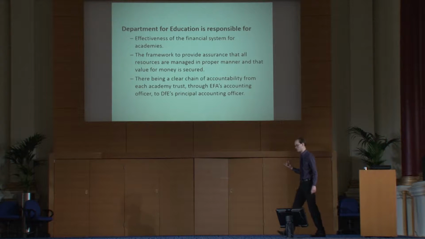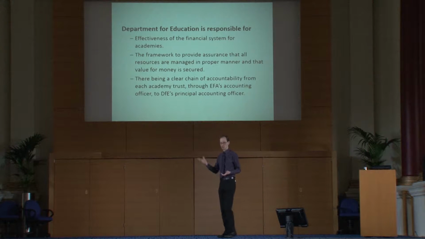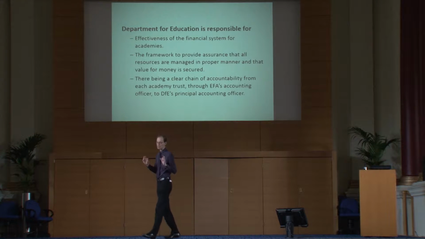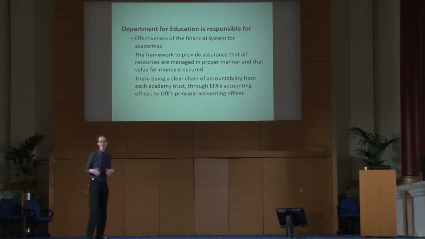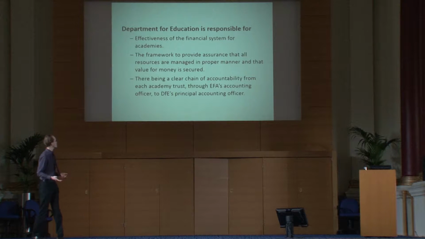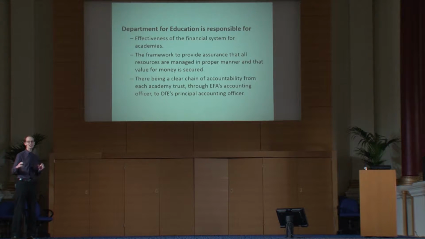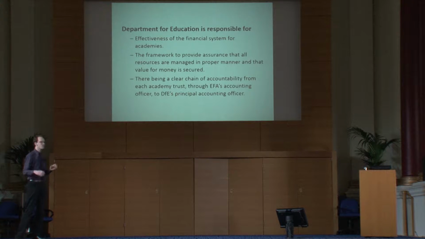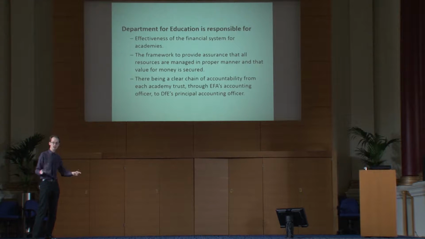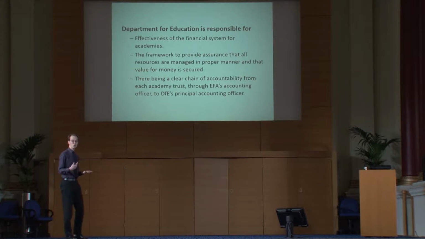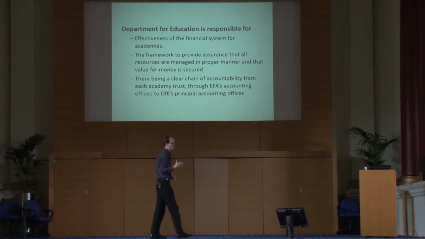Now, I want to talk about responsibility a little bit because there's an interesting nuance here. So up here are the stated parts about what the Department for Education is responsible for. And you'll see there's a lot here actually about processes. So we're talking here about the effectiveness of the financial system. We're talking about a framework to provide assurance and a clear chain of accountability. They're interested in making sure the structures are in place to manage this correctly. And in terms of what we want to be doing with risk management, that's an important point. At this level, we're talking about showing people that the structure and the process is sound and will do the job.